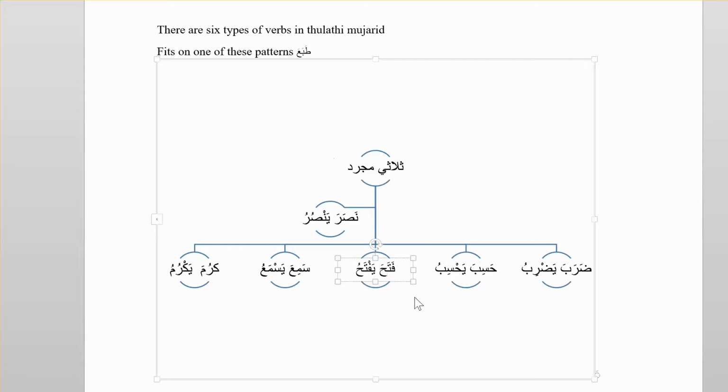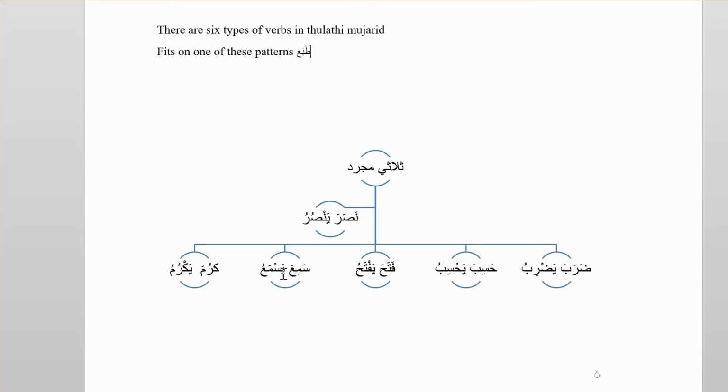Now, what that means, listen closely. The way I found that out was I just opened up the dictionary and looked up this word taba'a. Now taba'a means to print something or to press something down, to seal something. So taba'a yatba'u goes under fataha yaftahu. Now, if someone was to say tabi'a, that would be incorrect and it won't have any meaning whatsoever.